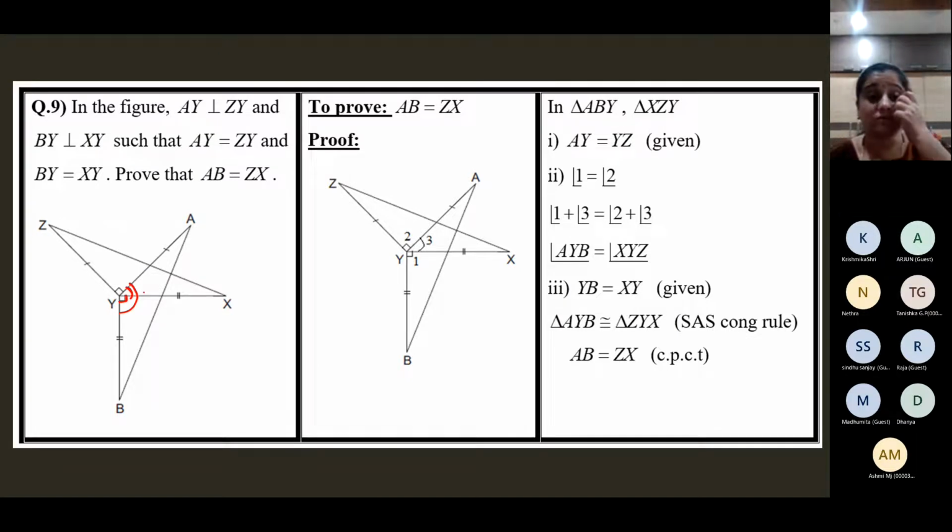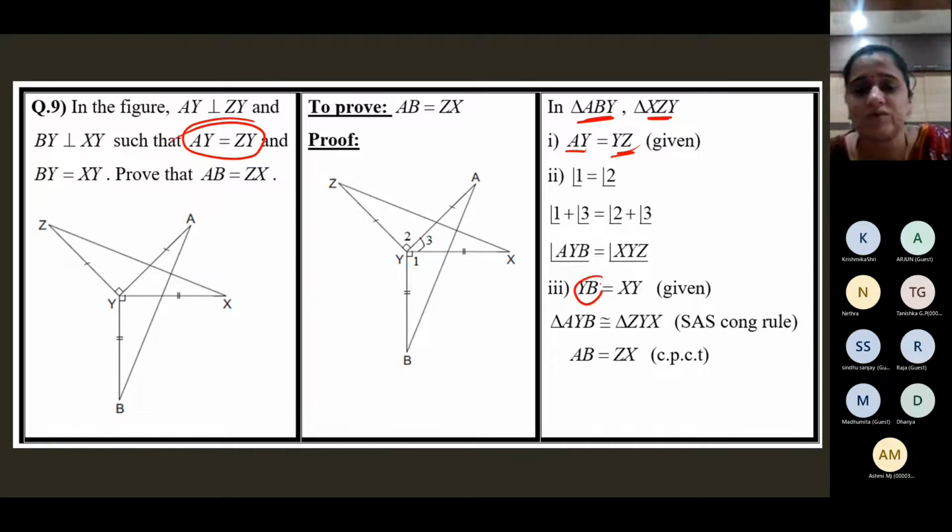I've marked the right angles as angle 1 and angle 2. And that common portion is angle 3. So see the proof in the two triangles: AY of this triangle is equal to YZ of this triangle, because it's given that AY is equal to YZ.